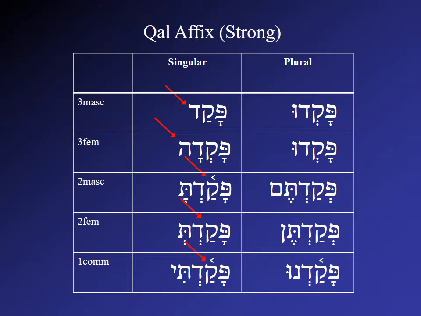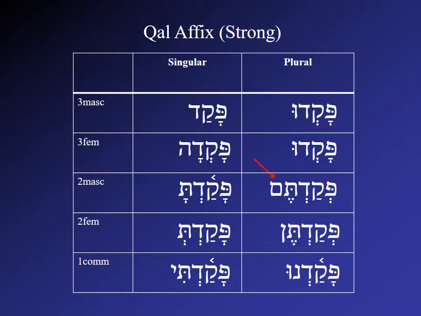Pakadt, pakadti, pakdu, and pakadnu. So in all of these cases, the accent is on the syllable just following the qamets, and so the qamets remains intact. So in all of these cases, you have a qamets.